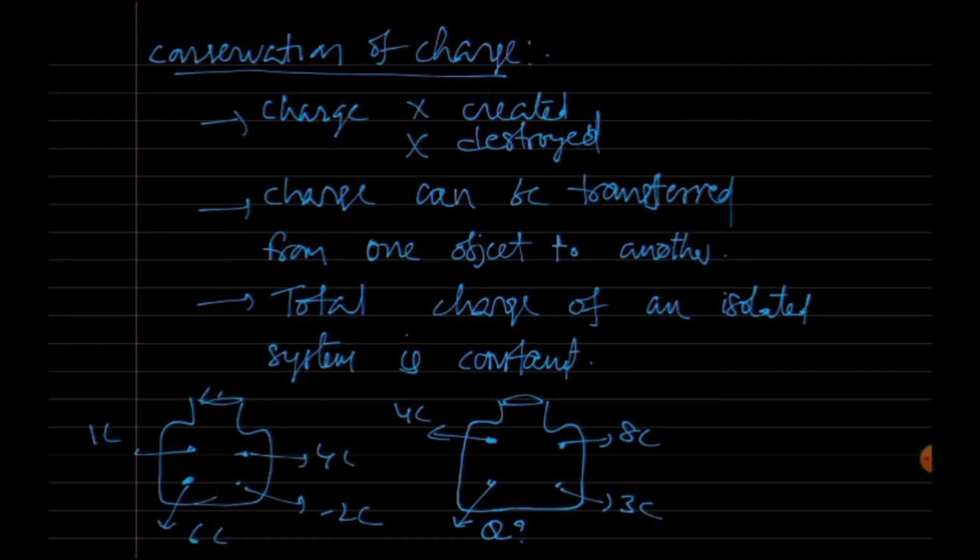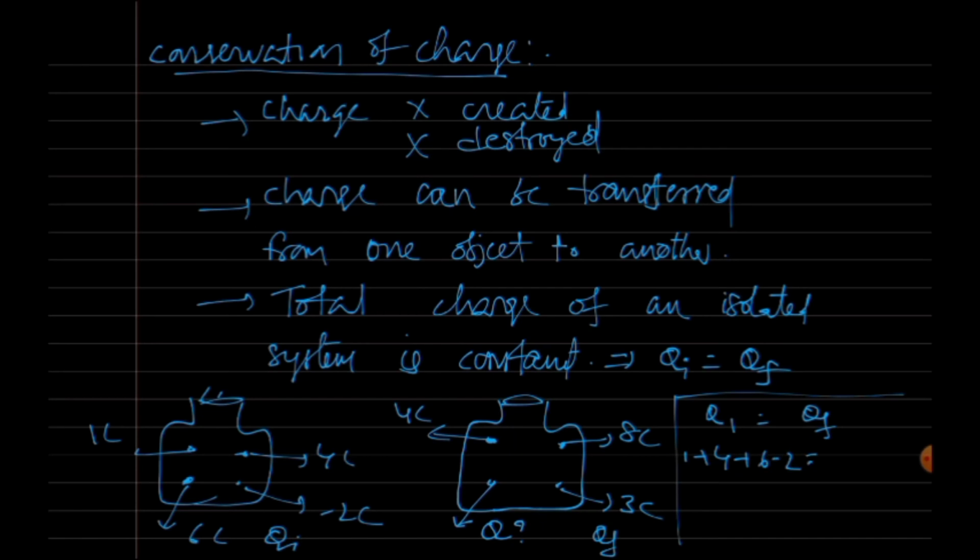Like total charge of an isolated system is constant means Q initial for an isolated system is equal to Q final, right? So this is Q initial and this is Q final. You can do the same math. Q initial is equal to Q final. Now Q initial is 1 plus 4 plus 6 minus 2 is equal to Q final, 4 plus 8 plus 3 plus Q, right?